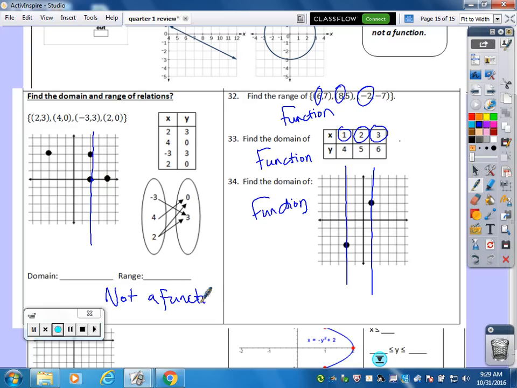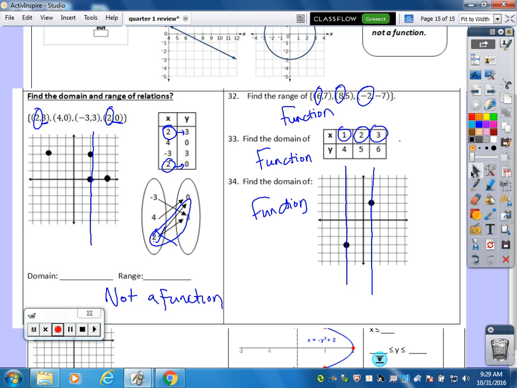Just to confirm it, let's look at all the other types of relations here. Notice for my mapping how I have two arrows going off one of the inputs. So again, that's a big indicator, not a function. For my table, I have two 2's, and they're repeating with different numbers on the other side, so that is not a function. And in my coordinates, again, those two 2's point out that you cannot have that with a different number sitting next to it.